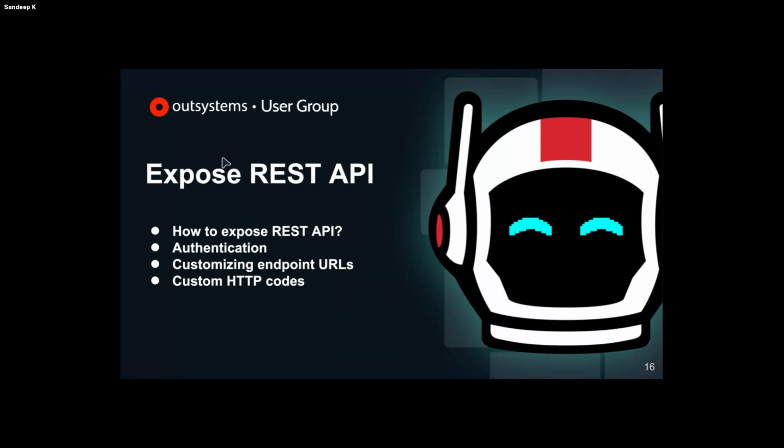Okay. And again, we'll discuss how to expose REST APIs, and we all know that. In addition to consuming and connecting to other systems, you can also expose your system so that other systems can consume and connect to it and get data or post data to it. On the exposing side, we can talk about how to expose a REST API, how to handle authentication, and how to customize endpoint URLs and custom HTTP codes. More or less everybody knows this, but okay.